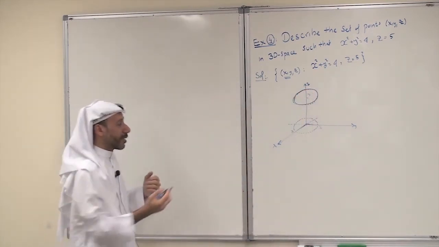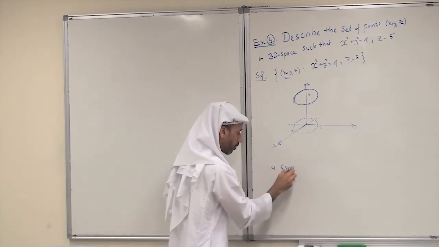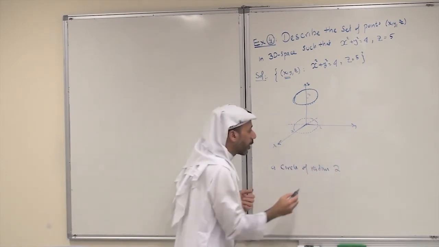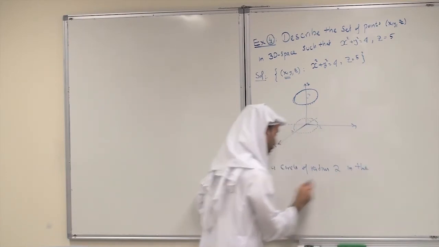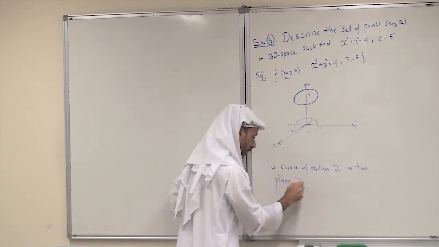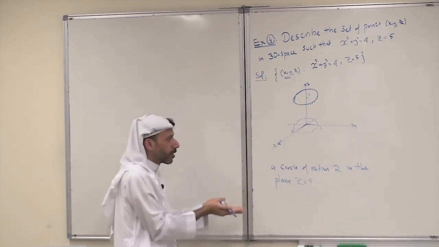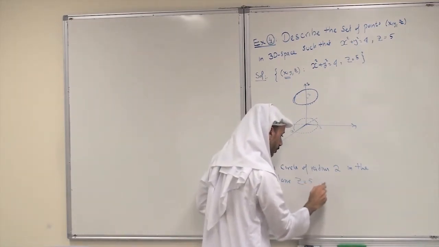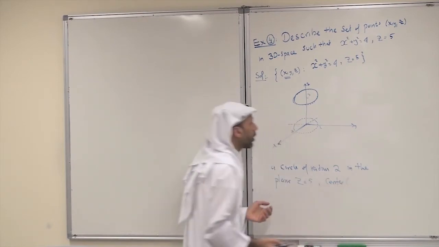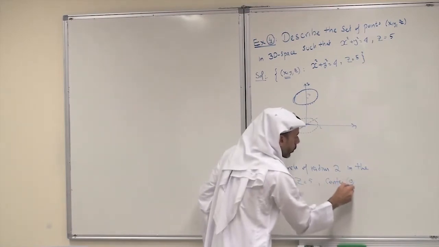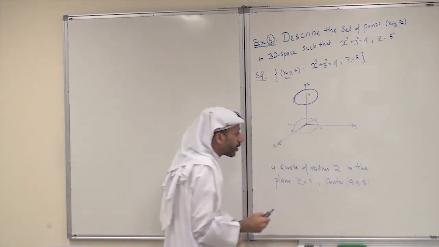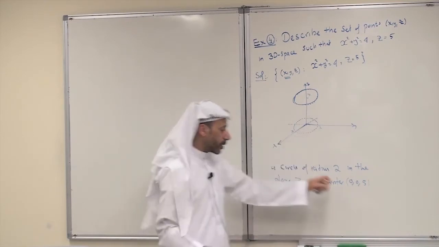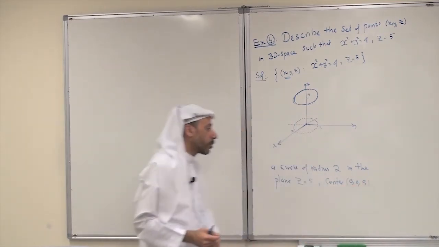So the graph, or the set, is just a circle of radius 2 in the plane z equals 5. You shift it, as if you are shifting the xy plane. The center is 0, 0, 5. The circle in the xy plane had center 0, 0. When you shift it 5 units up, you get 0, 0, and 5. The z coordinate will be 5.